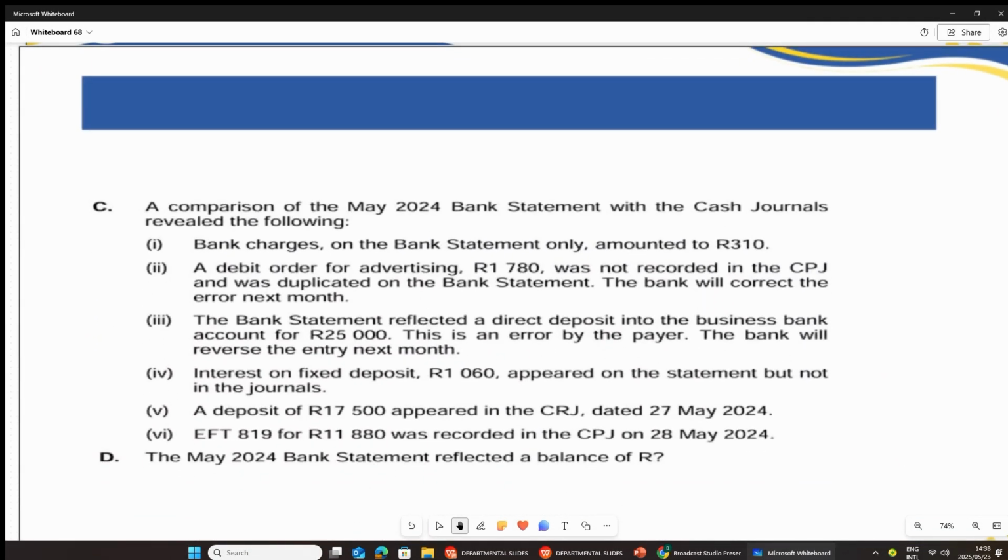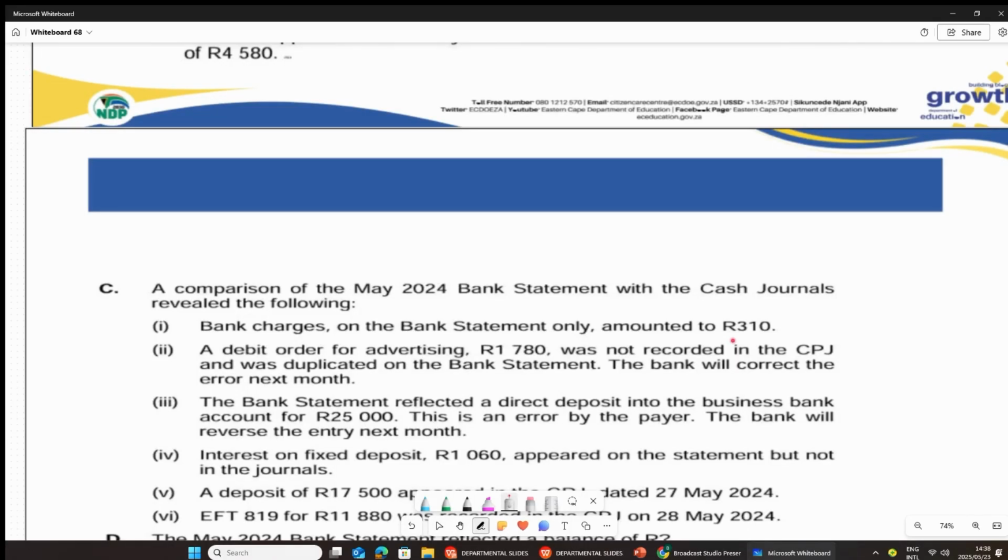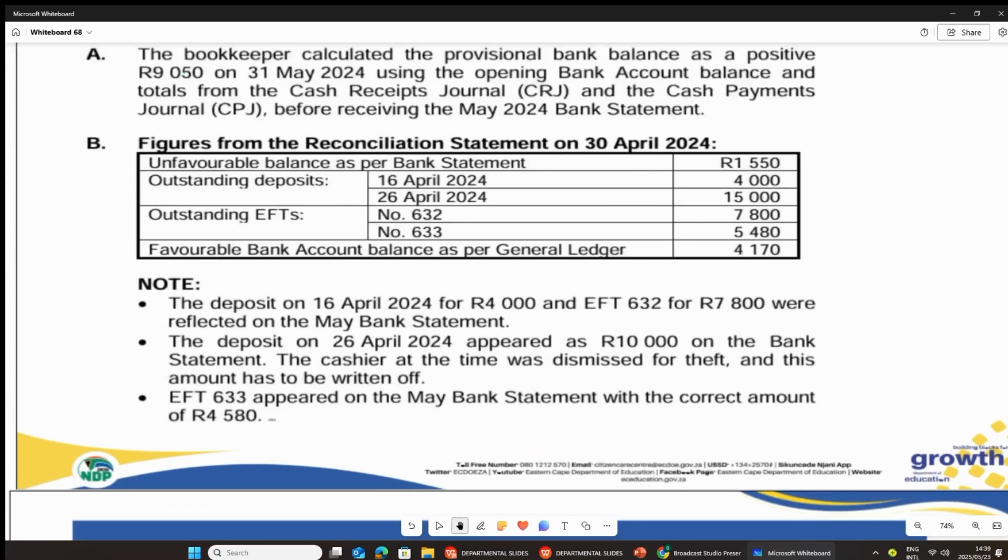Information C. It states here a comparison of the May bank statement, meaning the current bank statement, with the journals revealed the following. The first that it revealed was bank charges on the bank statement only amounted to 310. So in this case here, it's basically an omission. So we then have to record that 310 in our CPJ. But because we're not asked to do the CPJ, we're simply going to subtract this 310 that we see here from our two amounts that we were calculating earlier on. The 9,050, sorry guys, the 9,050 that we have here.